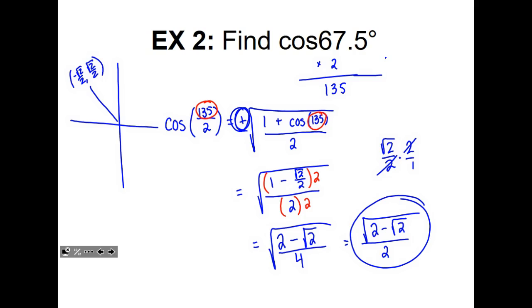Okay, questions? Yes. Yep. It ends up being 2 a lot because the denominators on your unit circle are usually 2. So it normally is 2, but there could be some weird problem where it wouldn't be. Okay. All right. Last one.